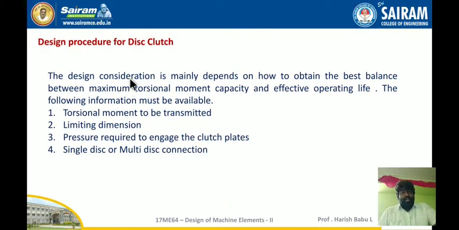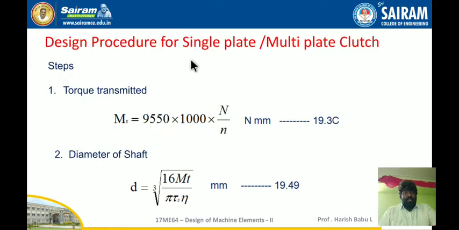Coming to the procedure you are going to follow, the design procedure for a disc clutch. The design consideration mainly depends on how to obtain the best balance between the maximum torsional moment capacity and effective operating life. The following information must be available: the torsional moment to be transmitted, the limiting dimensions, the pressure required to engage the clutch plates, and single disc or multi-disc connections. So we're going to see the design procedure for single plate and multi-plate clutches now.